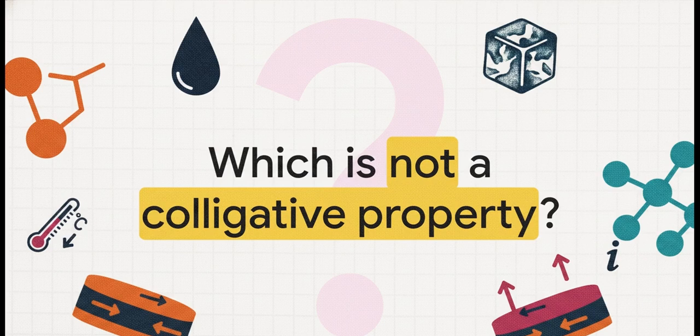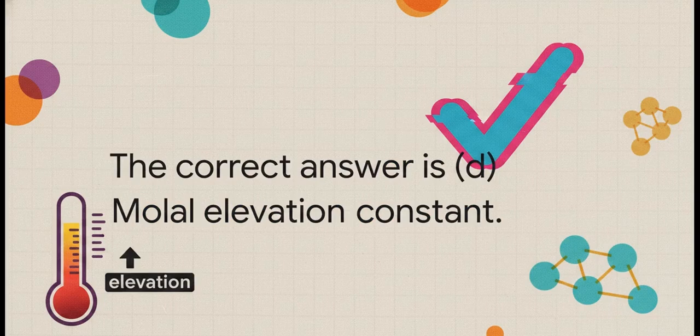Take a second and think about those modified equations we just looked at. Okay, if you guessed D, you hit the nail on the head. The answer is the molar elevation constant. Why? Well, because the molar elevation constant, often written as Kb, is exactly that, a constant. It's a specific value we use inside the equation for calculating a colligative property, specifically the boiling point elevation. But it is absolutely not a colligative property itself, because it doesn't change based on the number of solute particles.